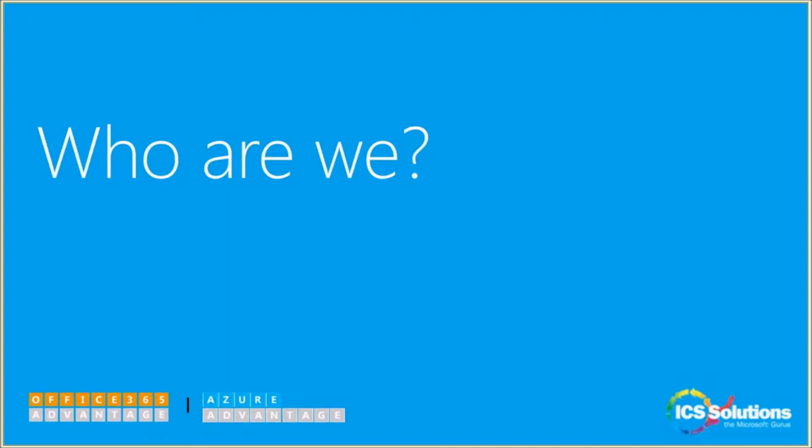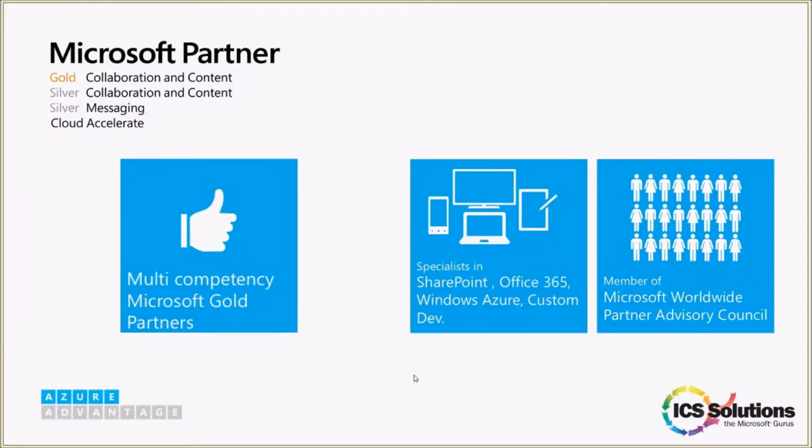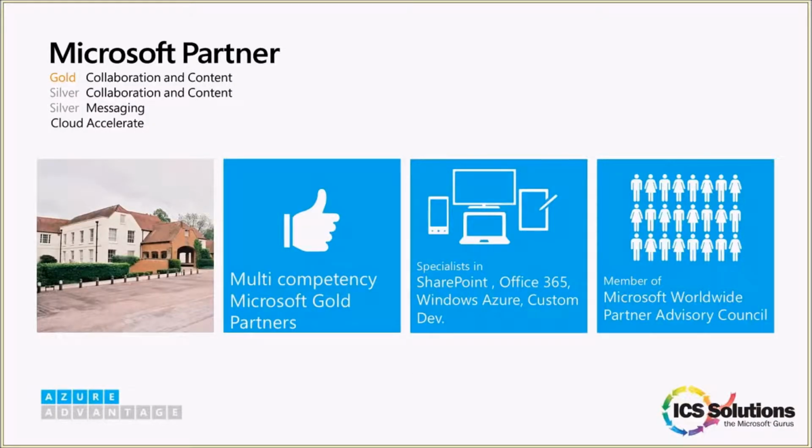Okay, so just a little introduction to ICS Solutions. We're a Microsoft Gold partner, and we are working closely with Microsoft to help clients in all sectors take advantage of the Microsoft Cloud technologies. We cover Office 365, which is the email, SharePoint, and Lync cloud offerings, as well as Windows Azure. Today's session is going to really focus on Windows Azure and how customers in the public sector can take advantage of this infrastructure as a service technology.